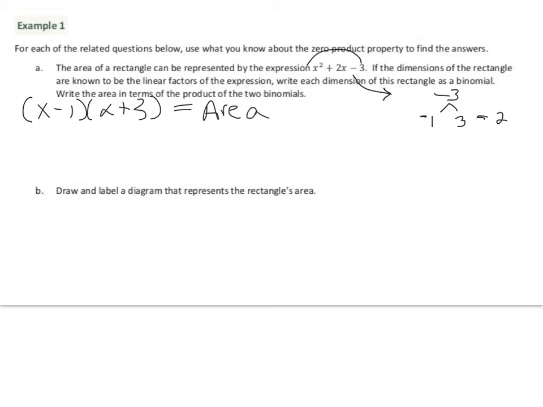That's what they say, the area in terms of the product of two binomials. So binomials are two terms in a parenthesis and they're multiplied together. Yep, I think I did everything right there. So my dimensions of my rectangle, I have x plus 3 and x minus 1.